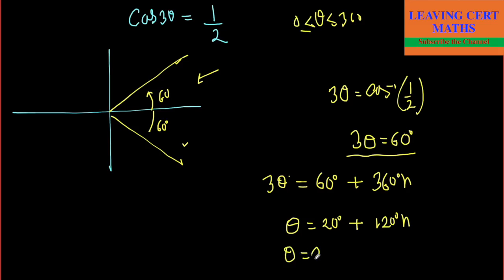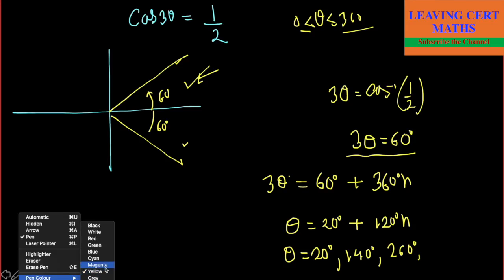So if you put n equal to 0, you will get 20 degree. If you put n equal to 1, you will get 140 degree. If you put n equal to 2, you will get 260. If you put n equal to 3, you will get 380, which we don't have to include because our angle is between 0 and 360. But if they say 500, then you can include. Now this is my solution for this part.